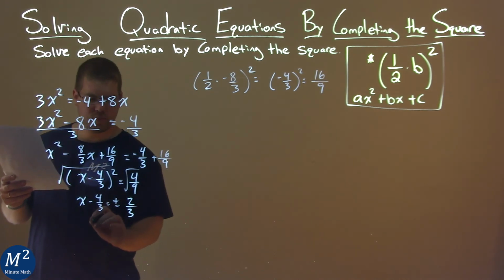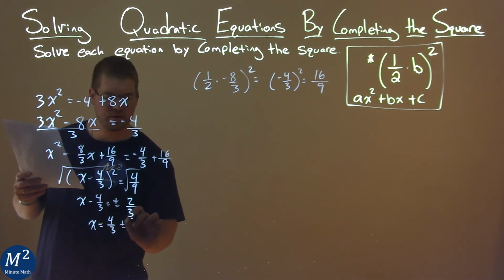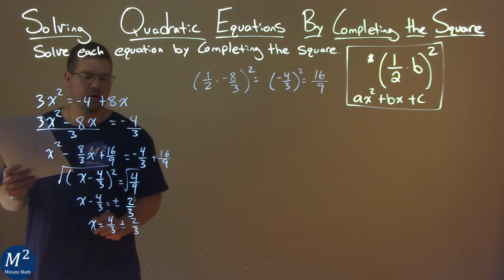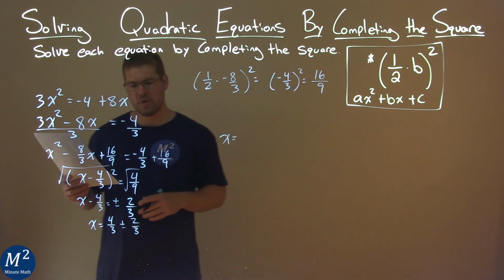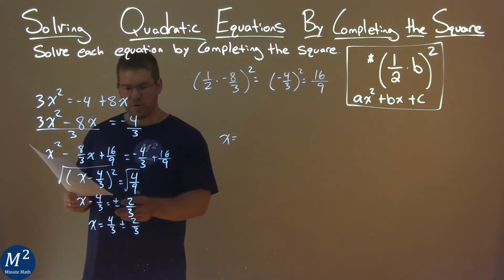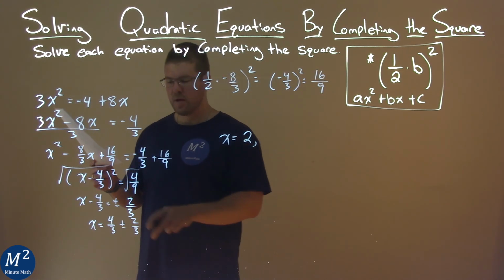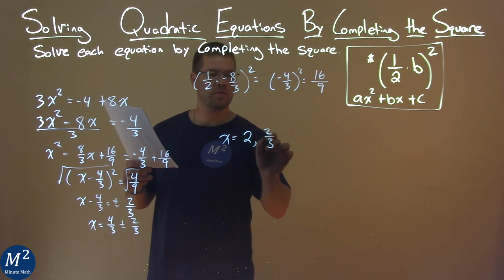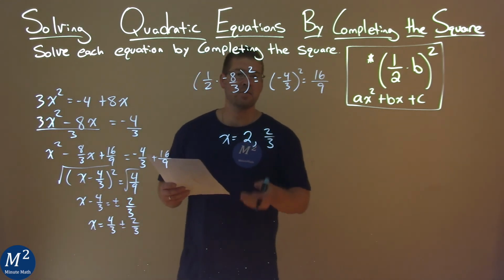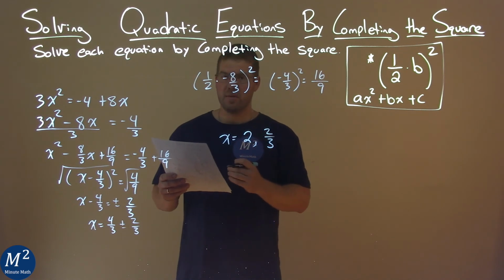Add 4/3 to both sides. We have x equals a positive 4/3 plus or minus 2/3. And now we can write them by solving each, the addition and then the subtraction. So 4/3 plus 2/3 comes out to be a positive 2, while 4/3 minus 2/3 comes out to be 2/3. And so my final answer is just x equals 2 and x equals 2/3.